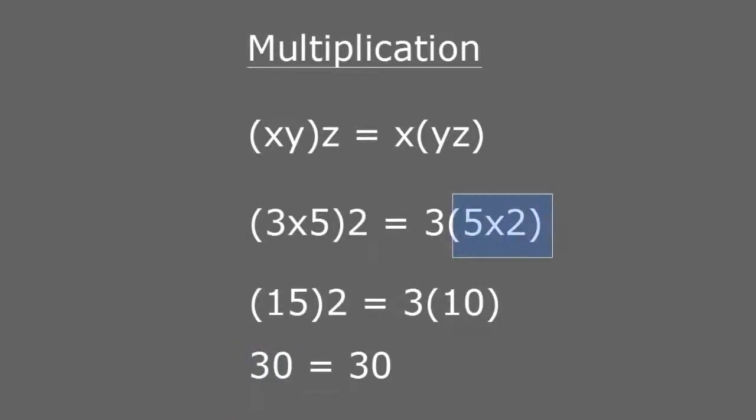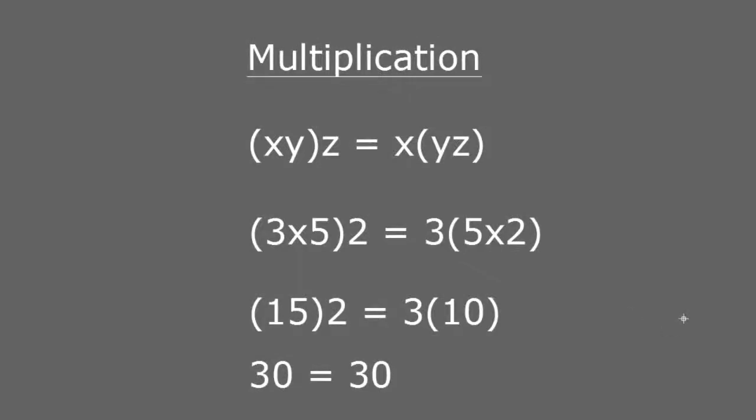On the other hand, we chose on this side to multiply first 5 times 2 and later multiply that by 3. 5 times 2 equals 10. 10 multiplied by 3 is also 30. So multiplication follows the associative property. It is always true for multiplication. If you're multiplying three numbers, it doesn't matter which two you select to multiply first and which one you leave to multiply later, the result is going to be the same.